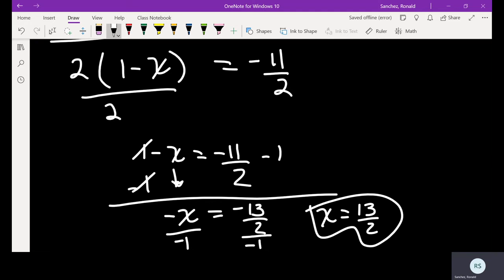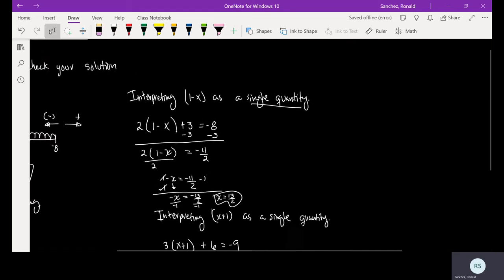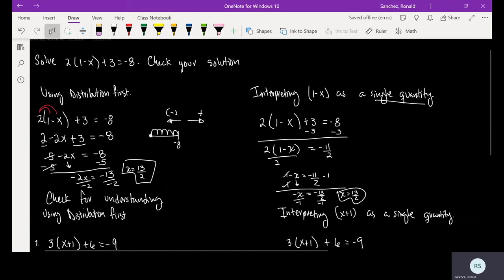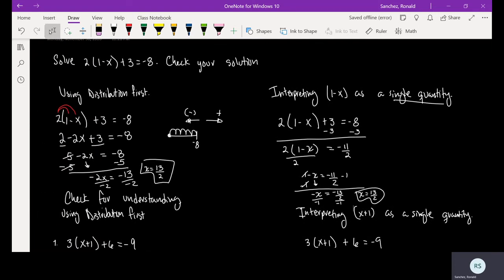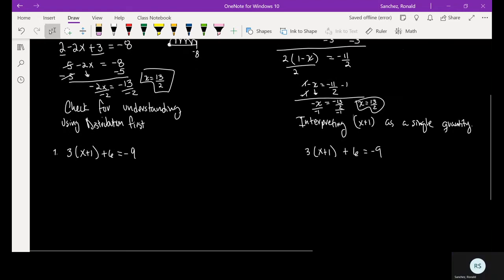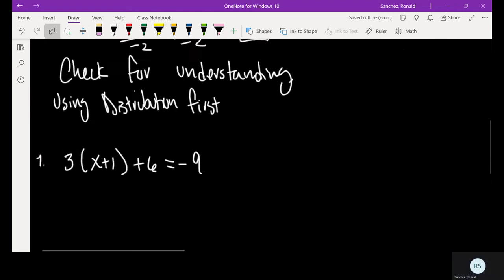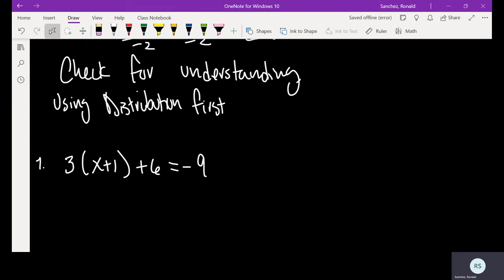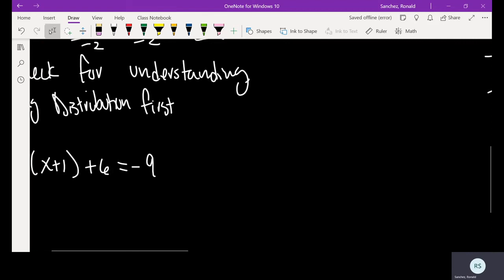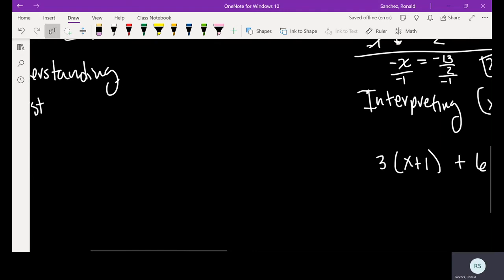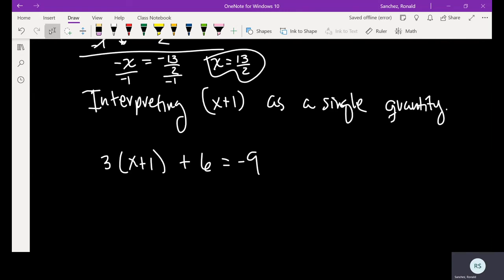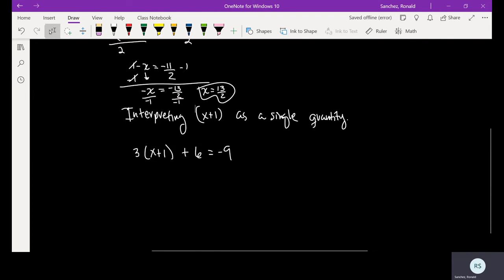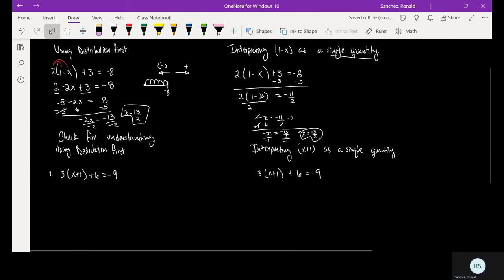So I still get the same answer. Notice that I used two different avenues. Here are both problems. I know that it looks a little bit messy, but hopefully you can see every single step. Now, here's a quick check for understanding. I want you to try it using distribution first, and then I want you to try the same problem, but now interpreting x plus 1 as a single quantity. So go ahead and try it and see if you got the problem.